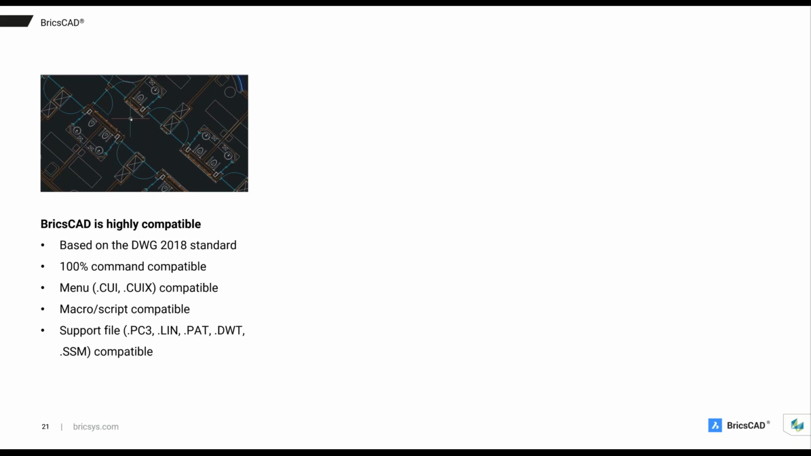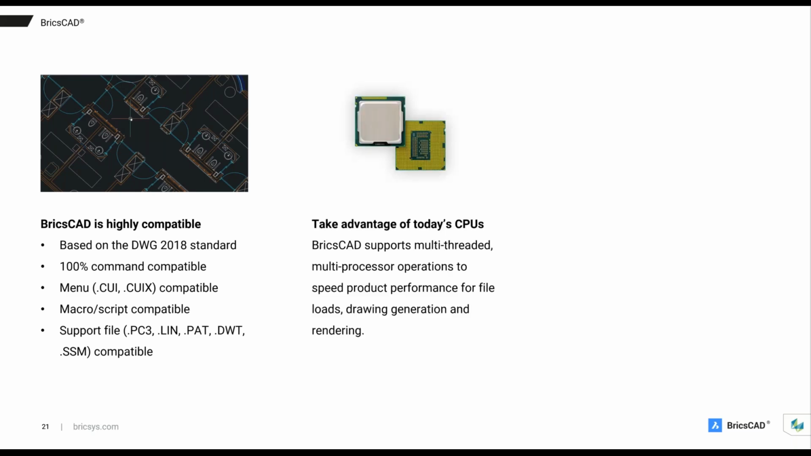It's 100% command and script compatible, but it's also highly compatible with your current menus and toolbars and ribbons and layouts. You can load your CUI files directly into BricsCAD and experience the same menu configurations that you use today. Of course, since we have high command compatibility, we also have great macro and script compatibility. And for the CAD manager, every support file you use today comes right over into BricsCAD. Your peripheral configurations, line types, patterns, drawing templates, sheet sets, highly compatible along with DWG.